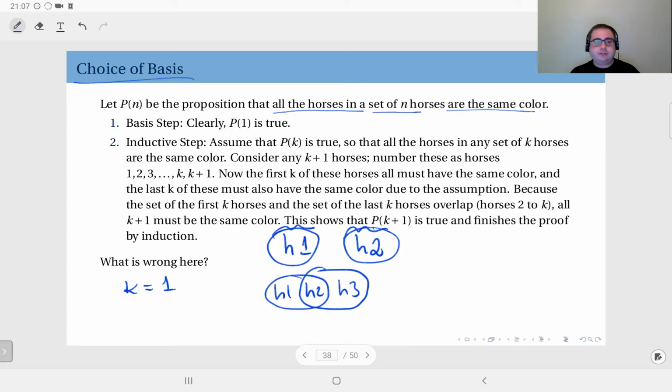This demonstrates that the choice of the basis is extremely important. The basis step and the inductive step are not really entirely separate. You have to consider the relationship: when you assume a value for the basis, what that entails in terms of the inductive step. Therefore, the choice of basis is of utmost importance.